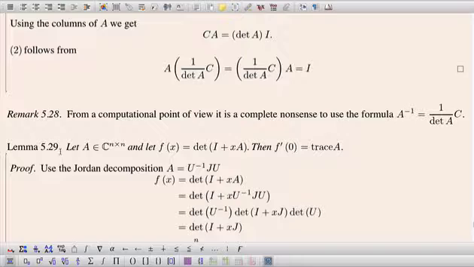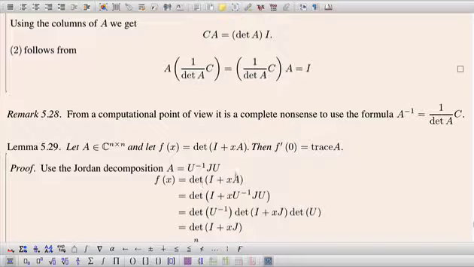Lemma 5.29 says that if A is an n by n matrix, and we define the function f to be the determinant of I plus x times A, so x is a variable now. Notice that the determinant of a matrix is a scalar, so you have a scalar valued function f. Then the derivative of f at x equals 0 is the same as the trace of A. We can use the Jordan decomposition for that, like we used many times before. A equals u inverse J u.